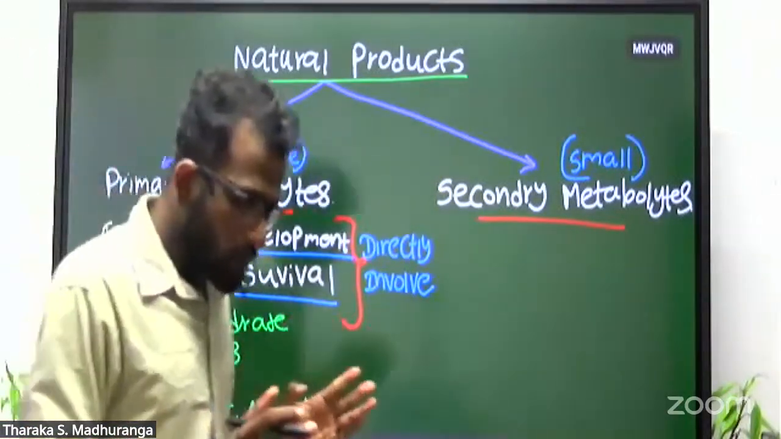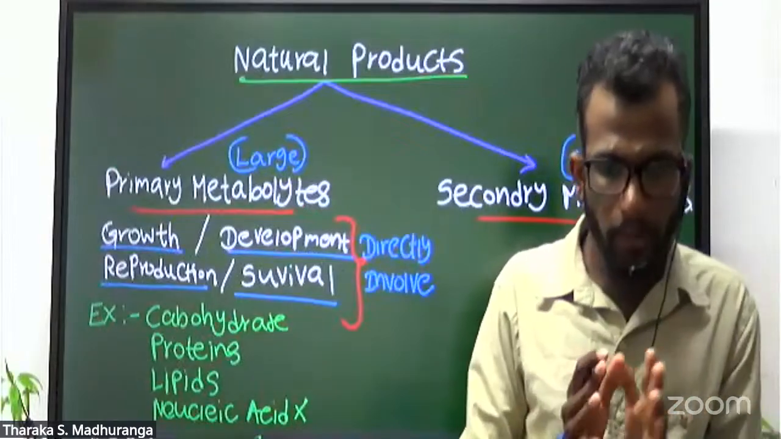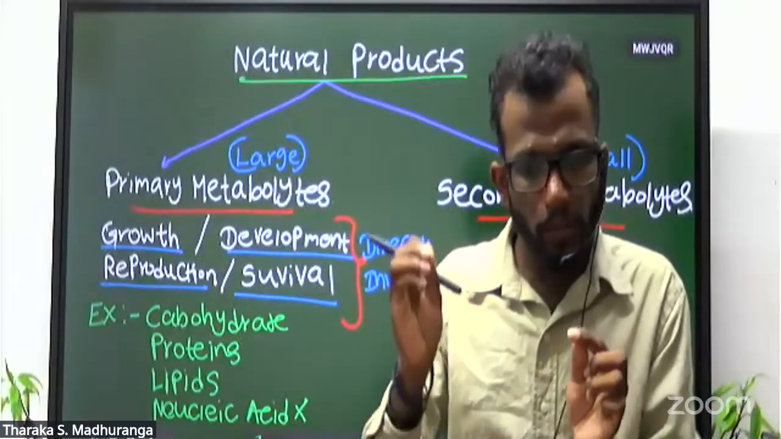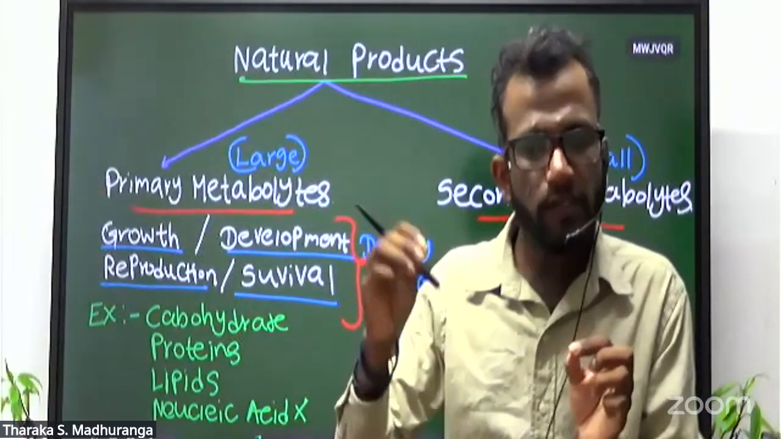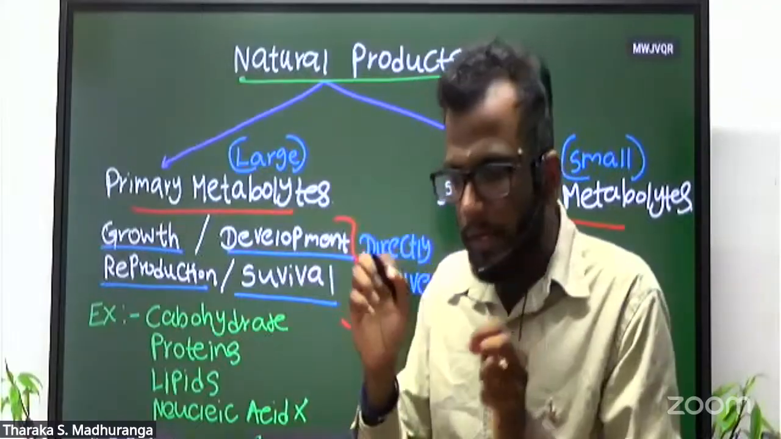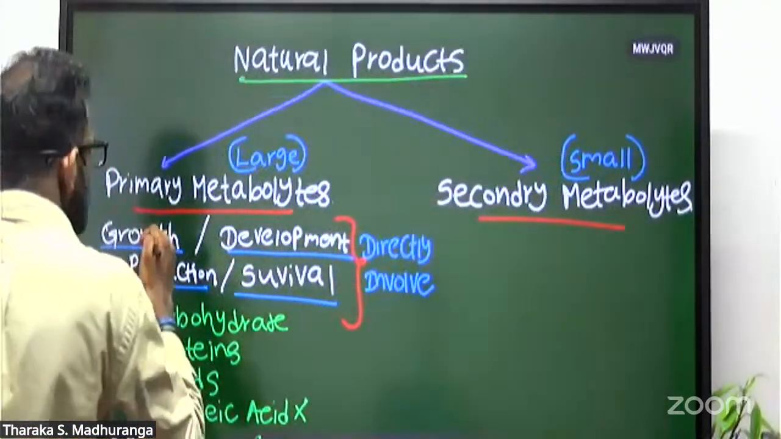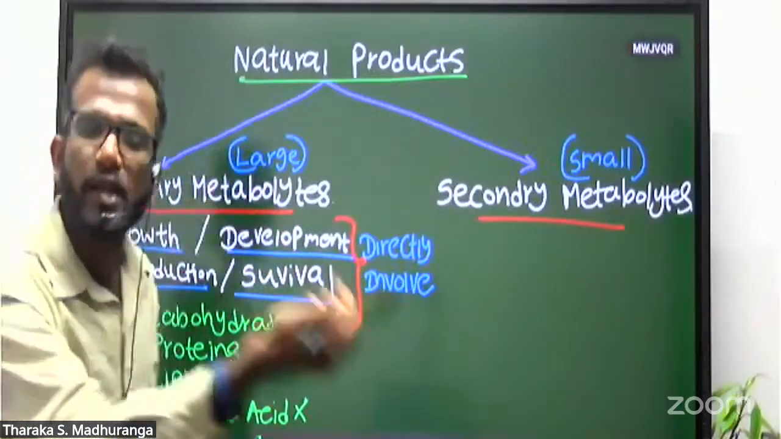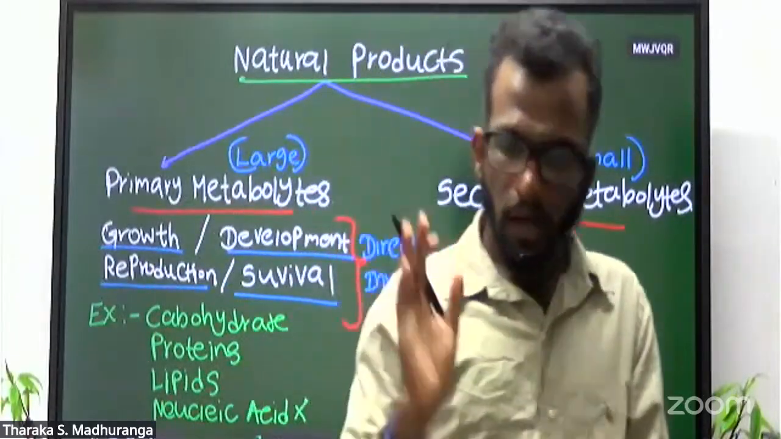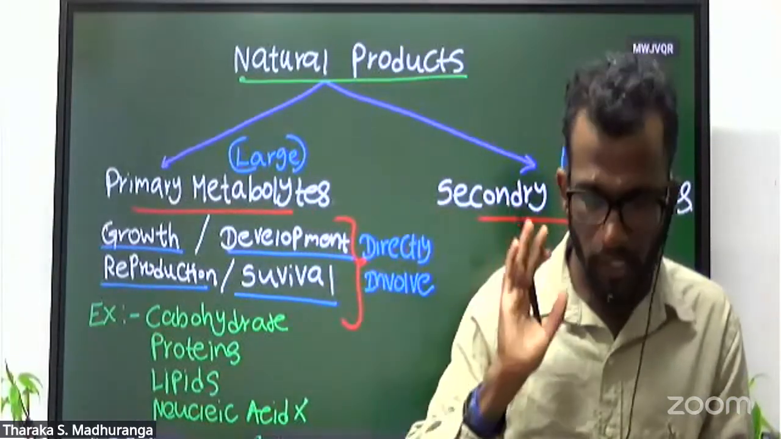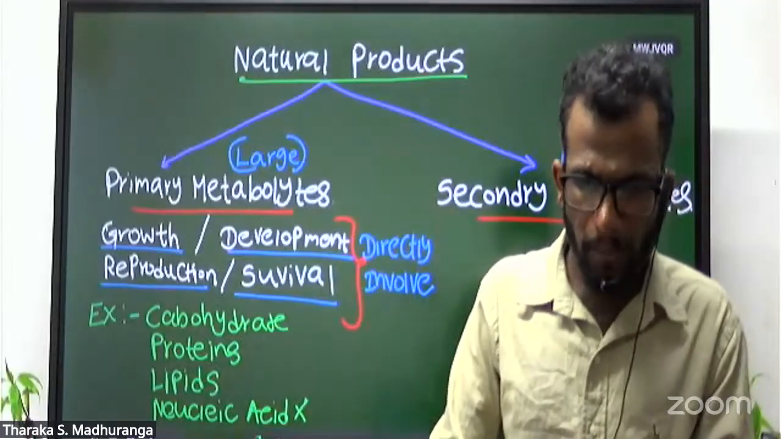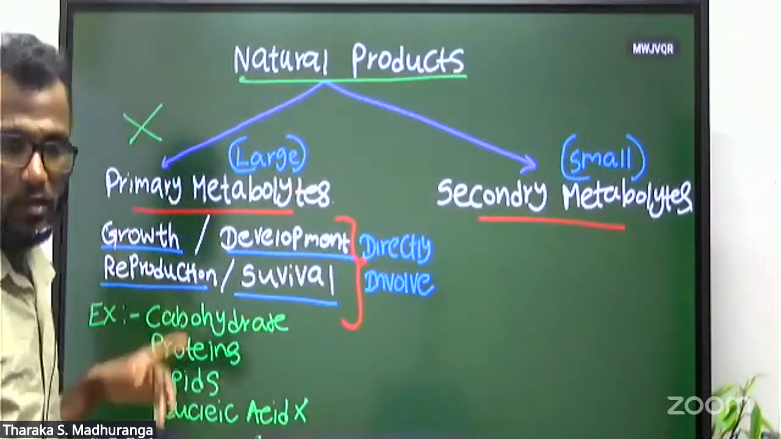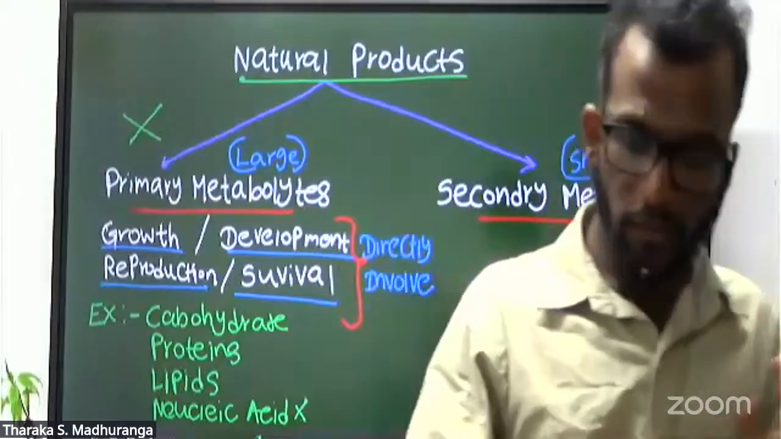Then what are primary metabolites? Primary metabolites mean organic compounds produced in large quantities in living organisms, and they are directly involved in the organism's growth, development, reproduction, and survival. What are the examples? Carbohydrates, proteins, lipids, and nucleic acids are the main examples. But in this lesson we are not going to discuss this part.